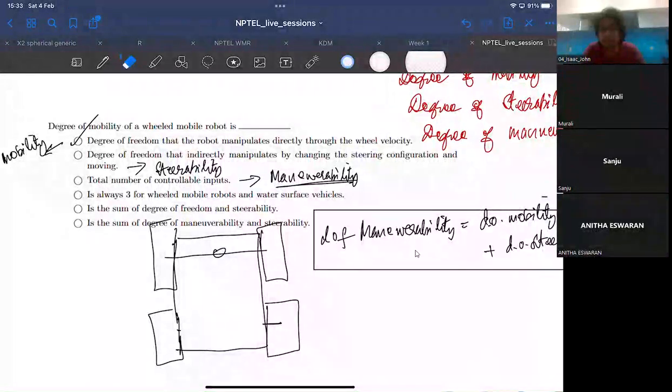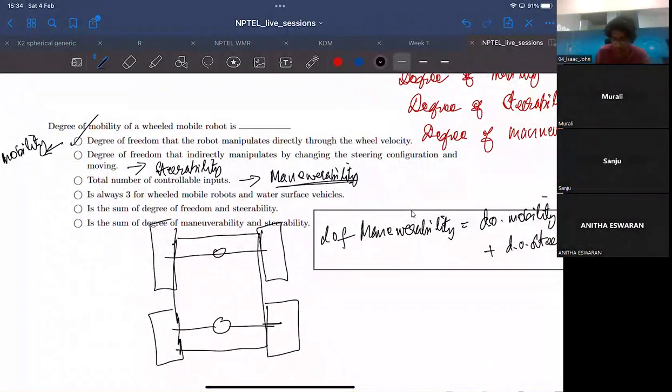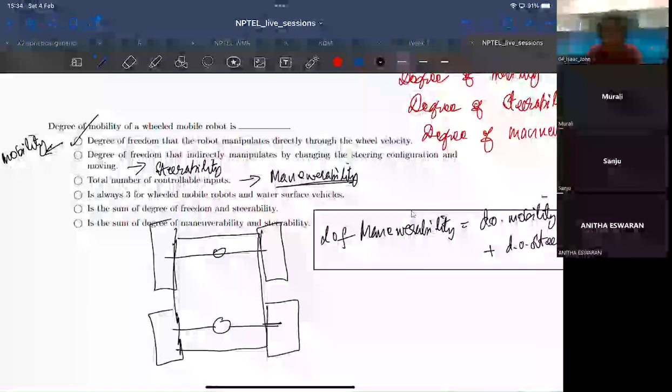No, steerability is 0 actually. Steerability is still 0. So even though you can't steer the robot, you still have the maneuverability being 2. Exactly. But I only made this example to make the point of degree of mobility clear. This configuration shouldn't exist actually, because this is a made-up configuration.